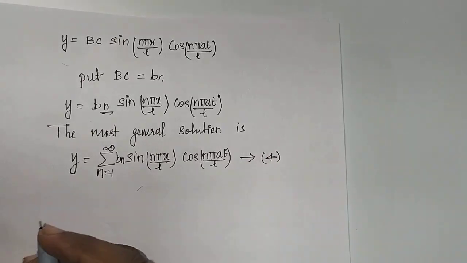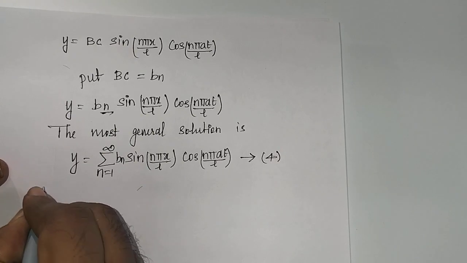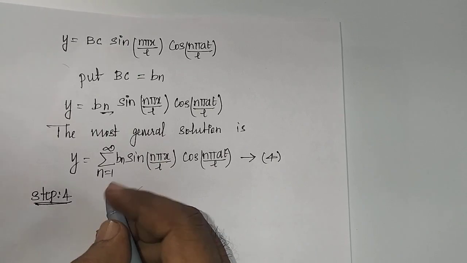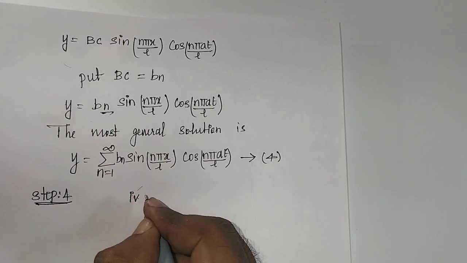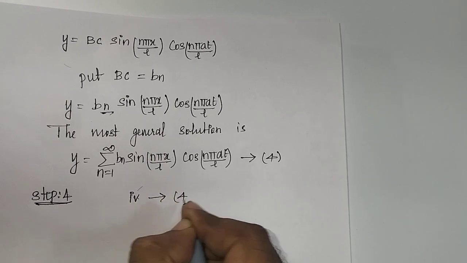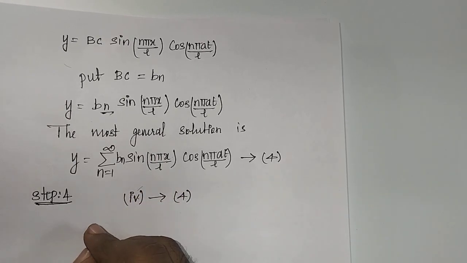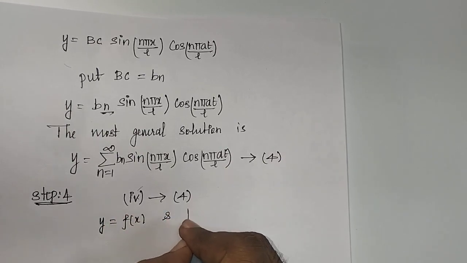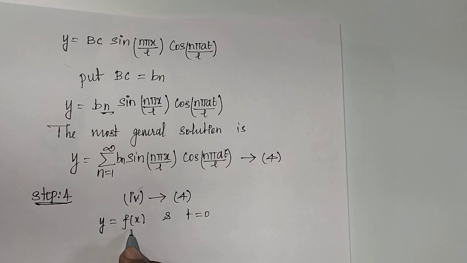If you write up to equation 4, in the university exam you will get 8 marks. And step 4, what is step 4? In step 4, we have to substitute condition 4 in equation 4. What will be our condition 4? Our condition 4 is y equal to f of x, non-zero term, at t equal to 0. This f of x will change depending upon your problem, because here I gave the general working procedure. While doing a problem, you have to substitute what that f of x is.